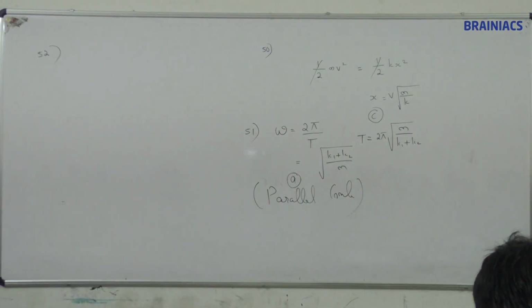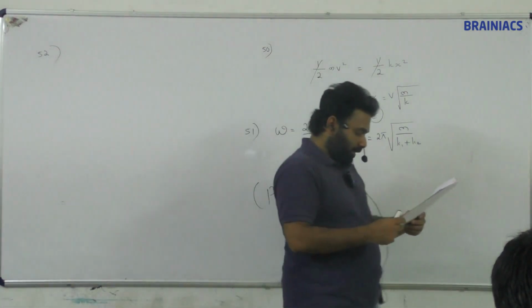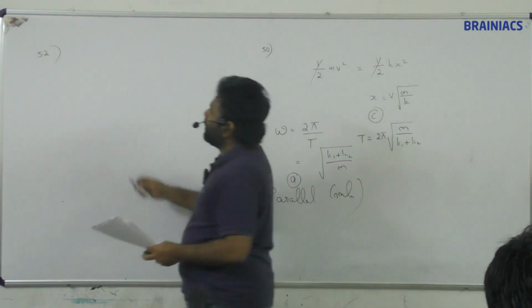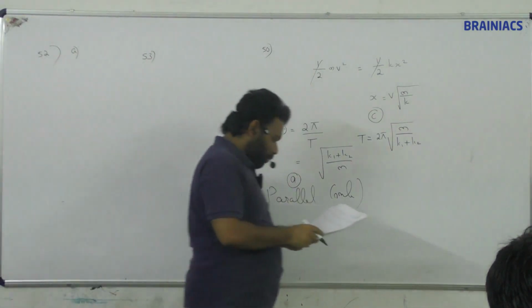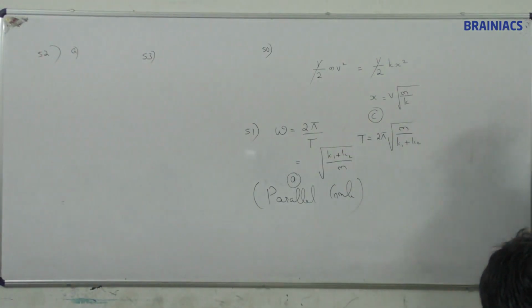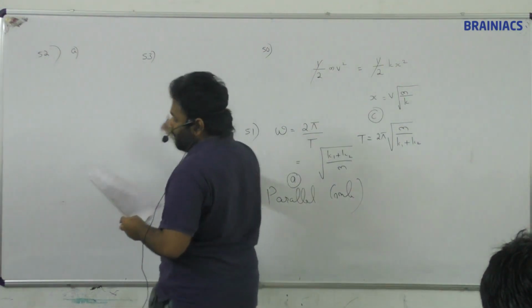Question number 52. A particle of mass 200 gram executes SHM. The restoring force is provided by a spring of force constant 80 Newton per meter. The time period of oscillation is, option A. Direct question: 2 pi into root of m by k. Do the direct substitution, get the answer. Correct then? 51 was direct, A.